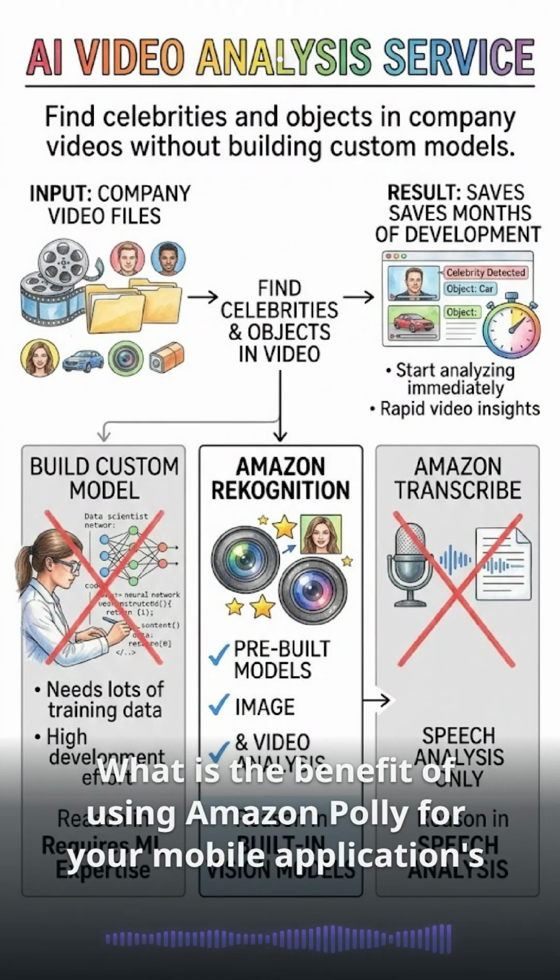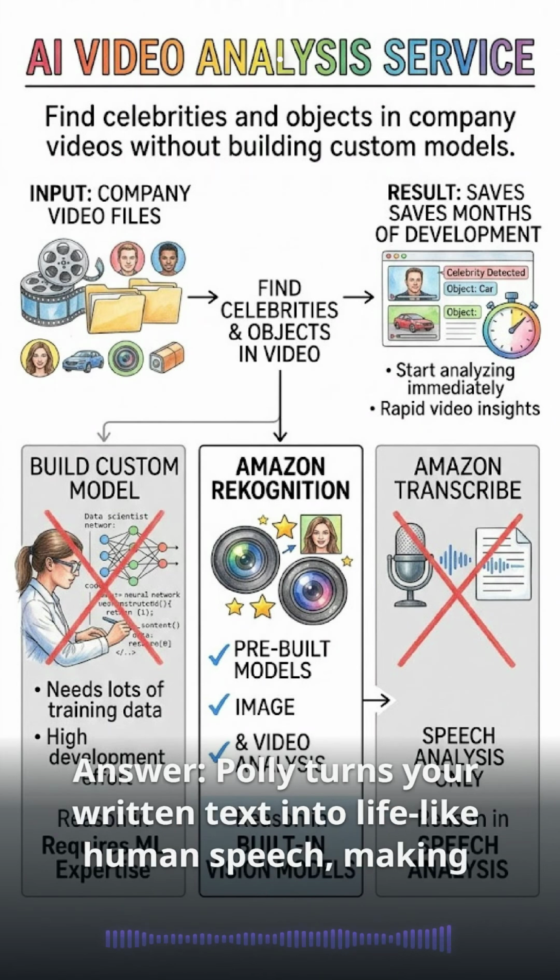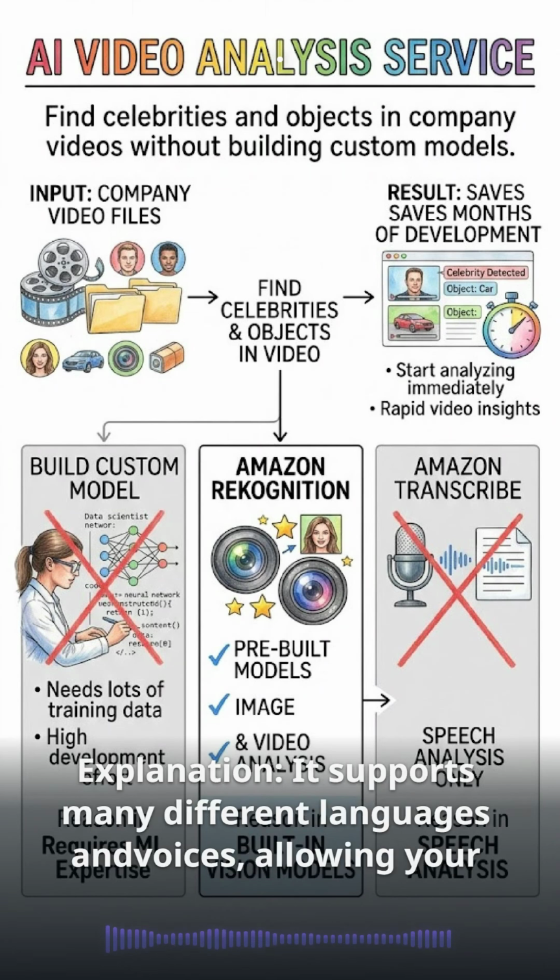98. What is the benefit of using Amazon Polly for your mobile application's user interface? Polly turns your written text into lifelike human speech, making your app more accessible for everyone to use. It supports many different languages and voices, allowing your app to talk to users in a very natural way.